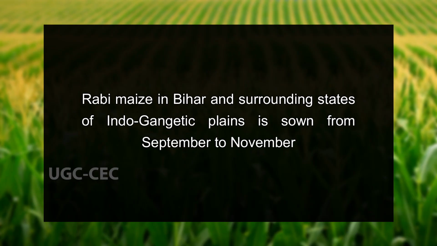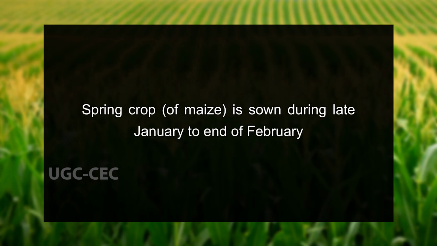Rabi maize in Bihar and surrounding states of Indo-Gangetic plains is sown from September to November. In northwestern plains or zones, sowing should not be delayed beyond first fortnight of November as it leads to poor crop performance due to cold climatic conditions. The spring crop is sown during late January to end of February.